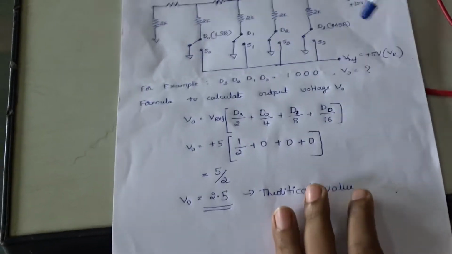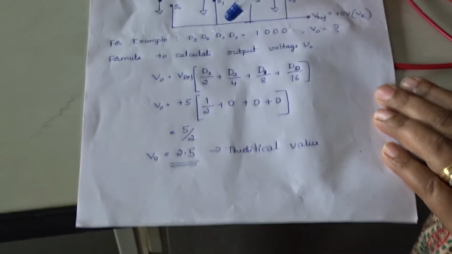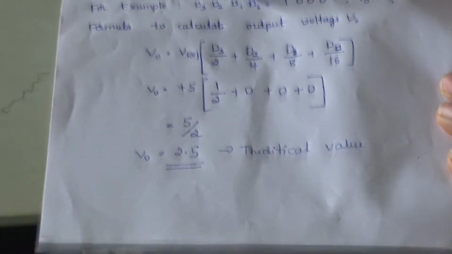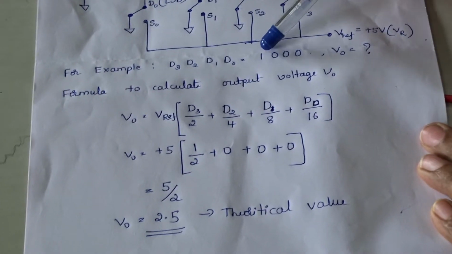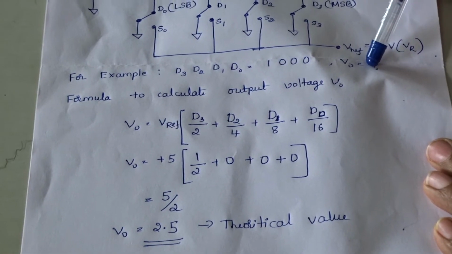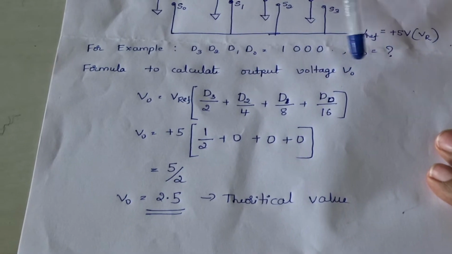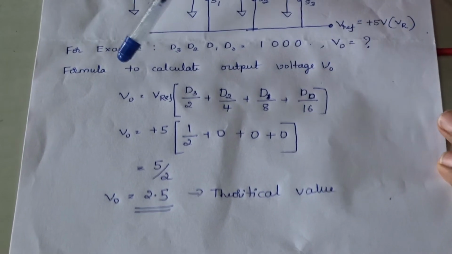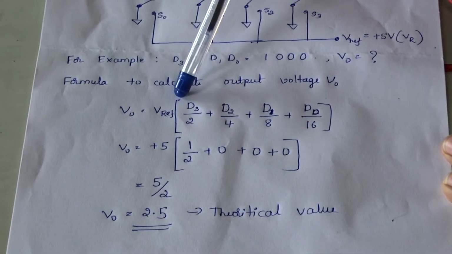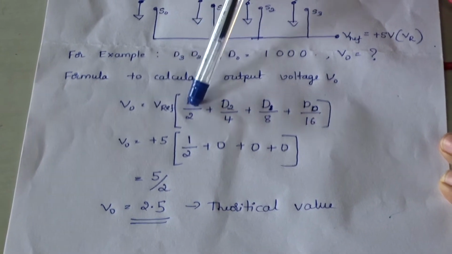Here I have taken one example of how you will get the analog output. This is an example of the input binary data, that is D3, D2, D1, D0, which I have given as 1, 0, 0, 0. For this, let us calculate the analog output voltage. Okay, so the formula to calculate the output voltage is V0 equals V reference into D3.